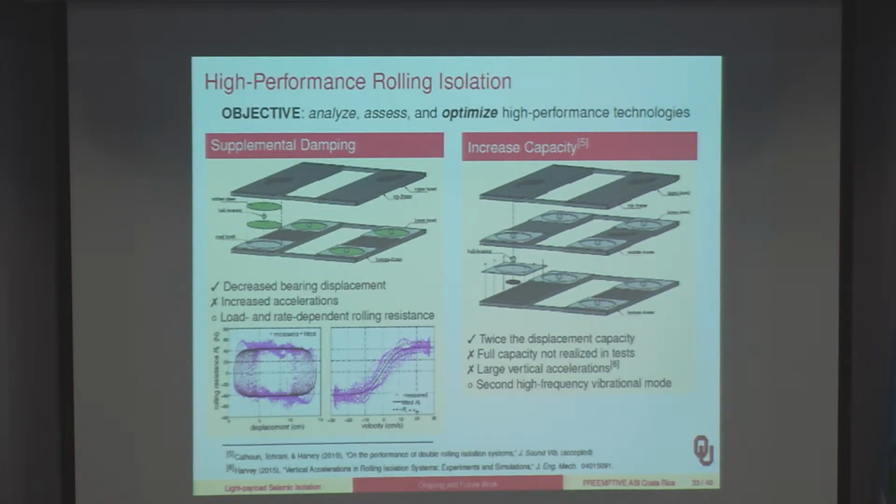Here with this system, we have effectively twice the capacity, right? Just twice as many bearings. However, experimentally, we weren't able to realize that full capacity. We've induced, right, so essentially two modes within the isolation system, and it turns out that second mode is a bit of a problem.